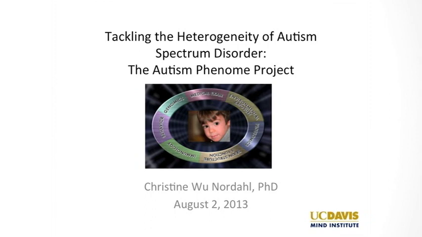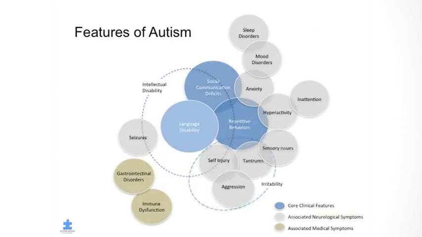So we're going to talk about the heterogeneity of autism, and I don't know if people have talked about this earlier today, but here's just a Venn diagram showing you the features of autism. In these blue circles here are the core clinical features of autism, which I'm sure you all know about: social communication deficits, repetitive behaviors, and then language disabilities.